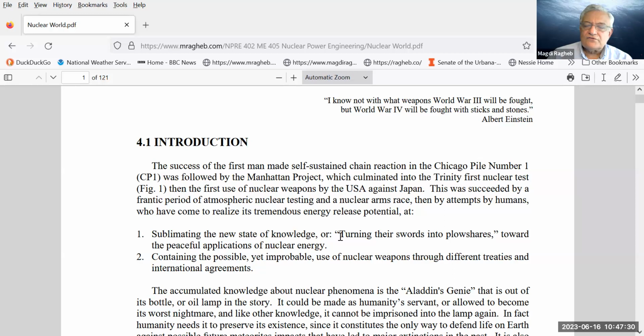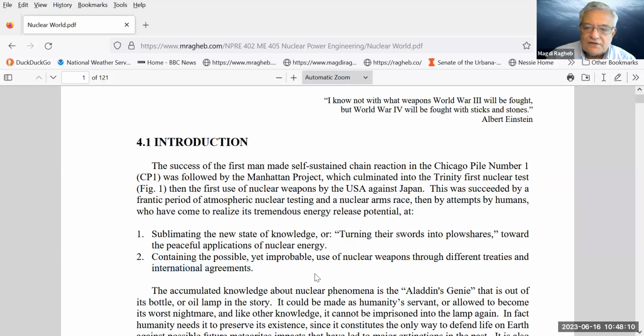You can boil seawater, or use electrolysis, or use other methods like reverse osmosis to turn salty water from the oceans into fresh water. And there is a shortage of fresh water in the world that is more important than any shortage of electricity. And of course, the second approach is to contain the possible, hopefully improbable, but it's becoming close to probable rather than possible. Possible is not the same as probable, of course. Use of nuclear weapons through different treaties and international agreements.